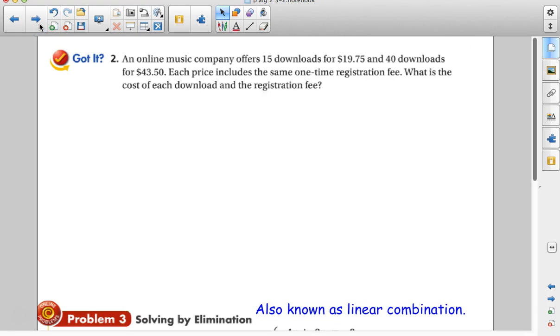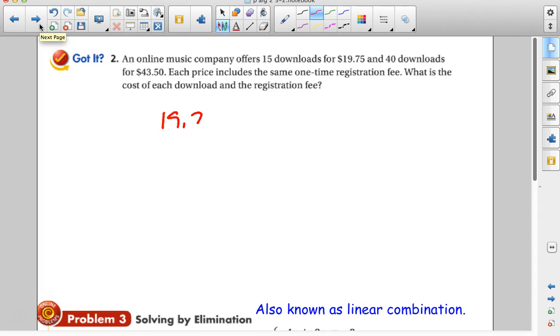So on the next page, we've got an online music company, and they offer 15 downloads for $19.75 and 40 downloads for $43.50. Each price includes the same one-time registration fee. So kind of like the one-time fee that we had at the music store there. What is the cost of each download and registration fee? Give me a total that you see.